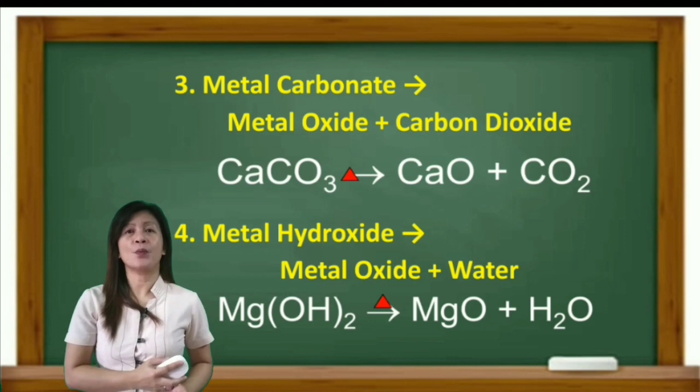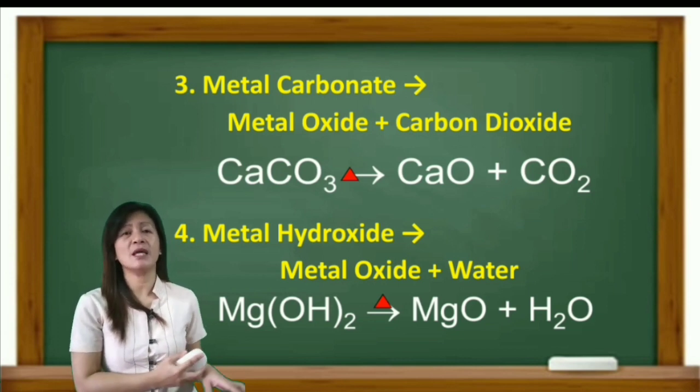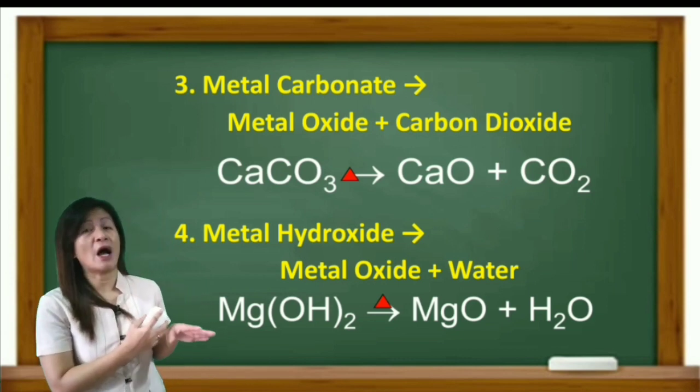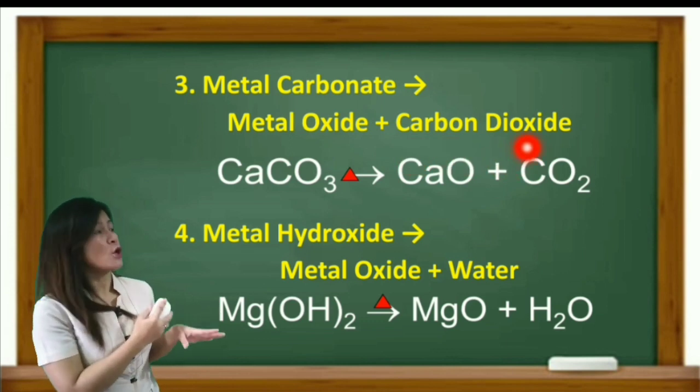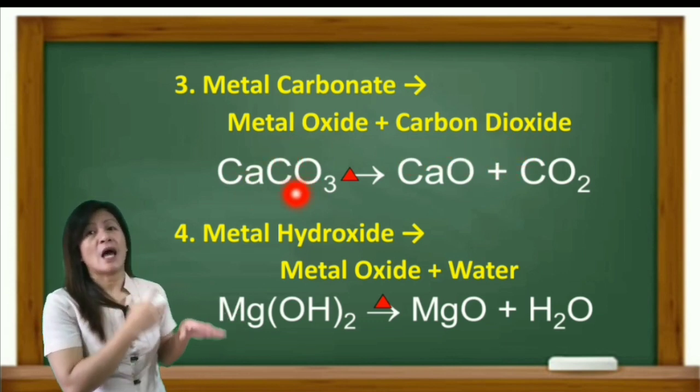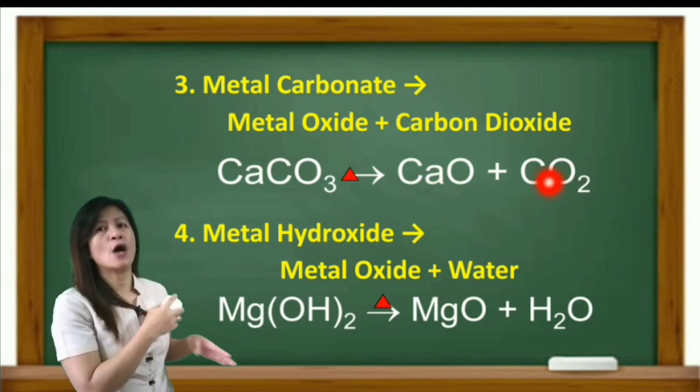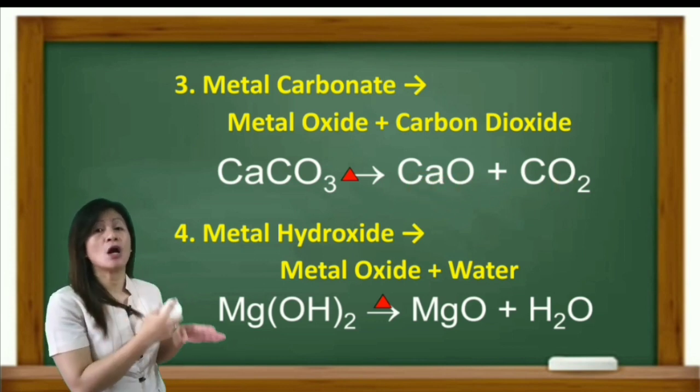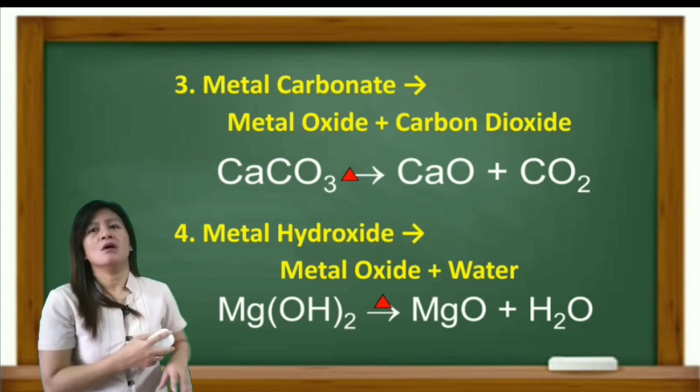Let's have the third example, metal carbonate. When metal carbonate decomposes, it forms metal oxide and carbon dioxide. So calcium carbonate, when heated, breaks down to calcium oxide and carbon dioxide.